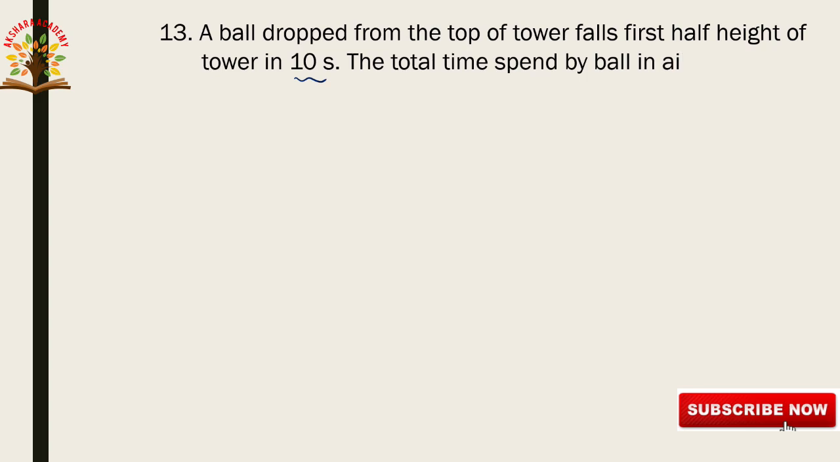The total time spent by the ball in air is... Here in this question they given g as 10 meters per second square. Now let us go to the solution. Here they given first half of height of tower in 10 seconds. So for example, here a ball is dropped from the top of a tower.